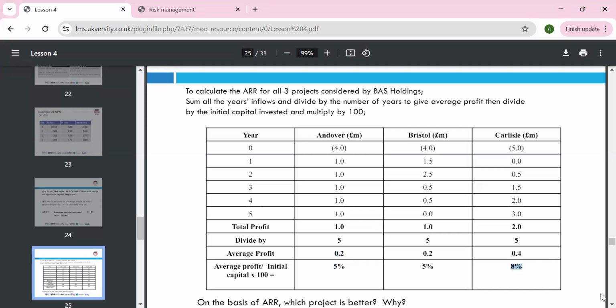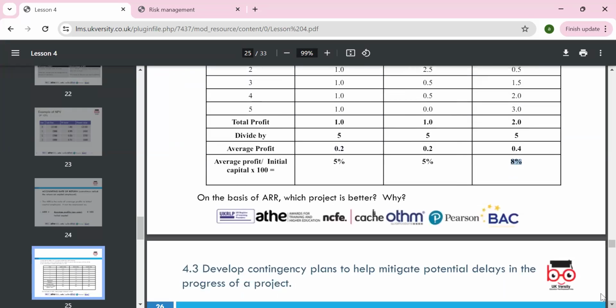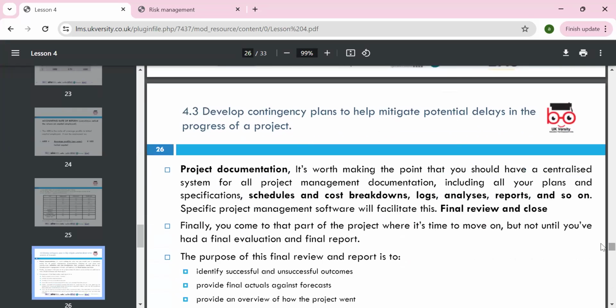Each project has a return, but Carlisle had the higher one, although it required more investment. They required 5 million instead. If you can afford it, you can go for the Carlisle project based on the appraisal.